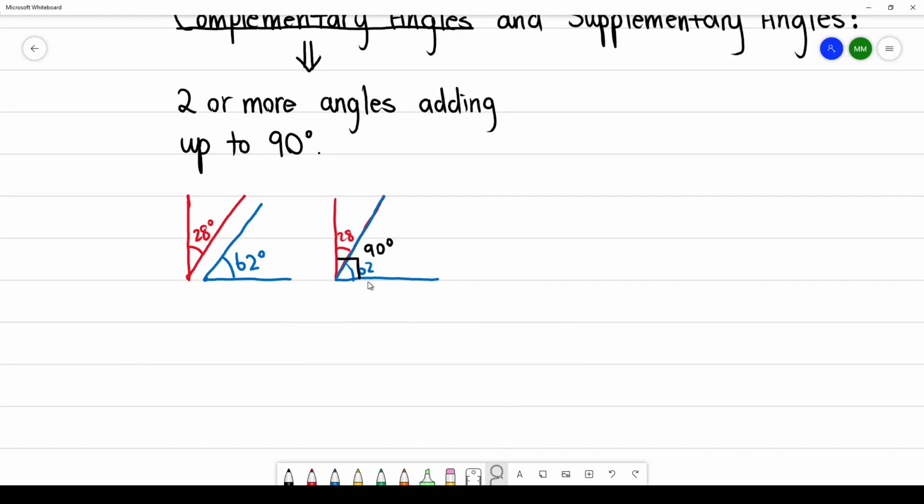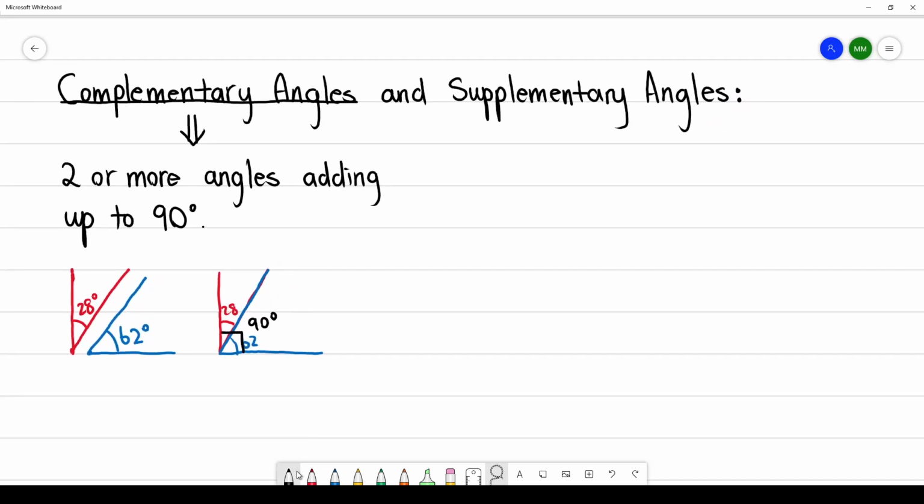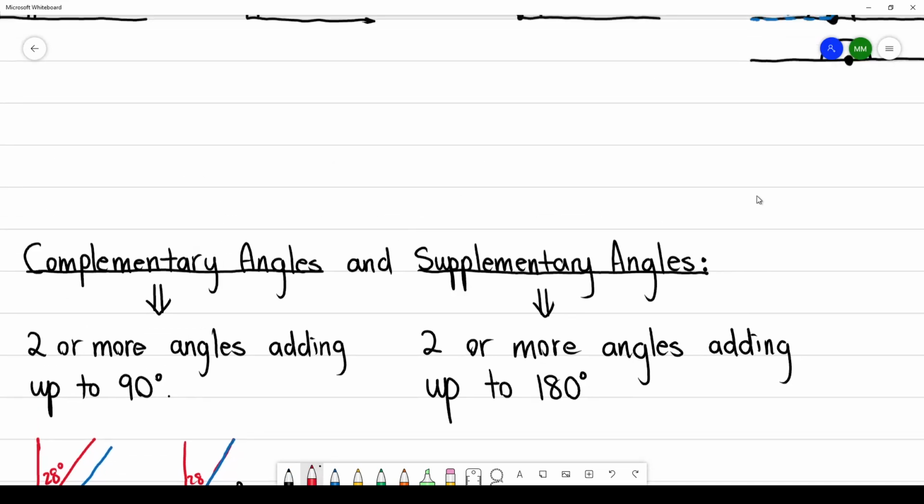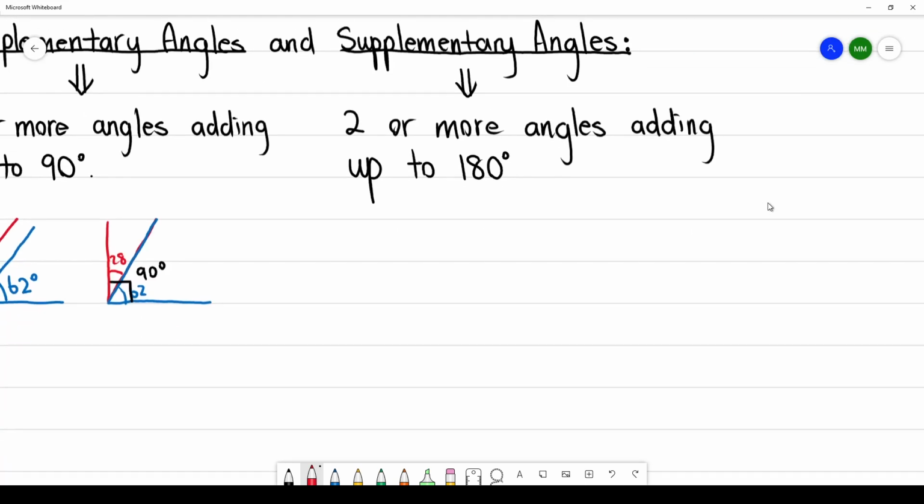And then supplementary angles is when you have two or more angles adding up to 180 degrees. So similar idea as this, except you are adding up to a straight path, a straight line. So 180 degrees, right? Kind of like a straight line.